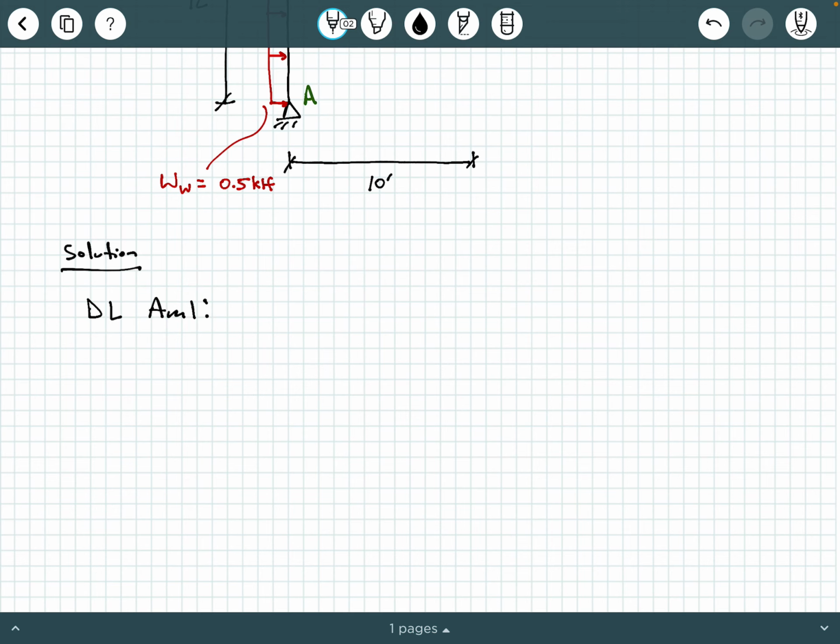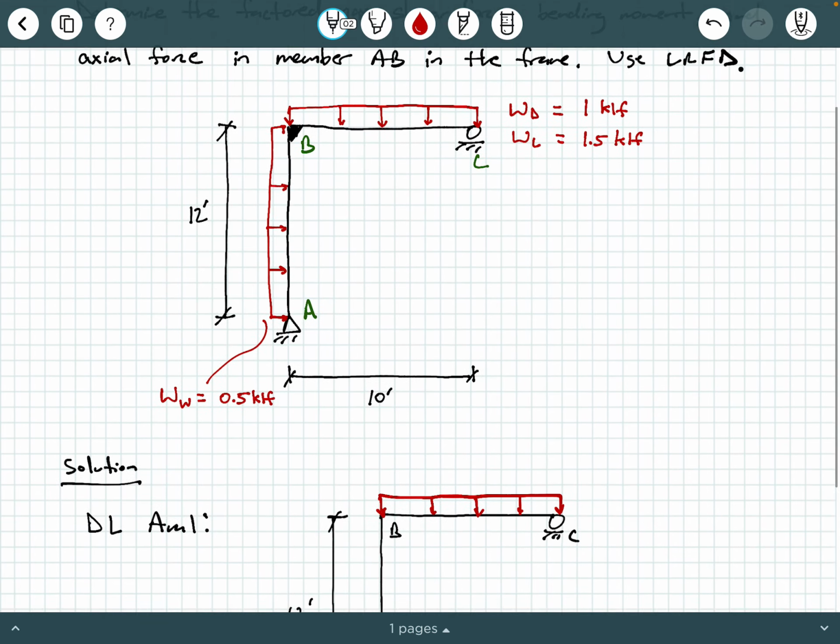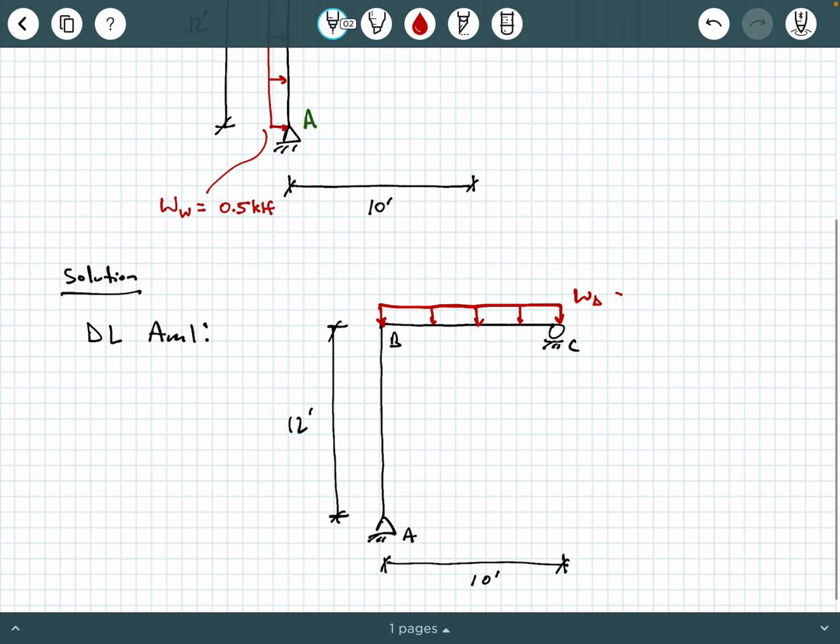I can go ahead and redraw this frame. Here's A, here's B, here's C. This is 12 feet, and the horizontal length is 10 feet. Then, exposing it only to the dead load, we have our dead load analysis diagram looking like this. That dead load, WD, is 1 KLF. So pretty simple at this point.